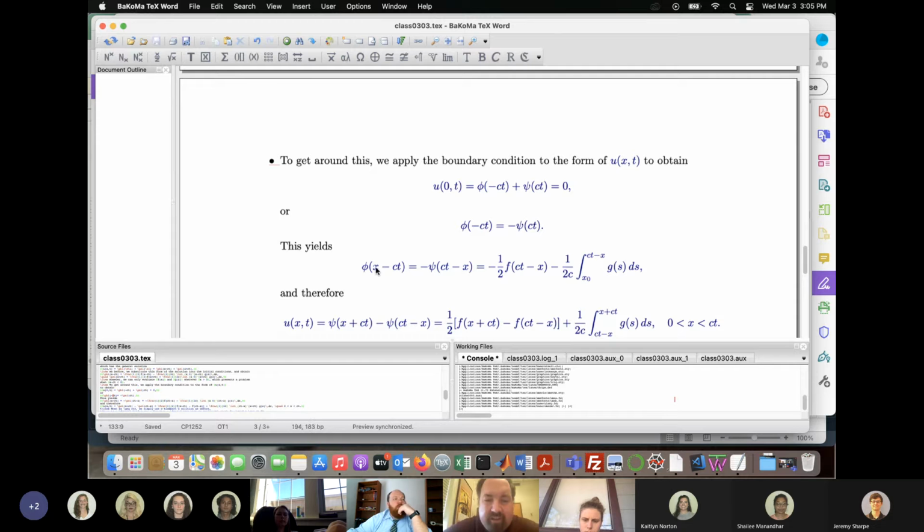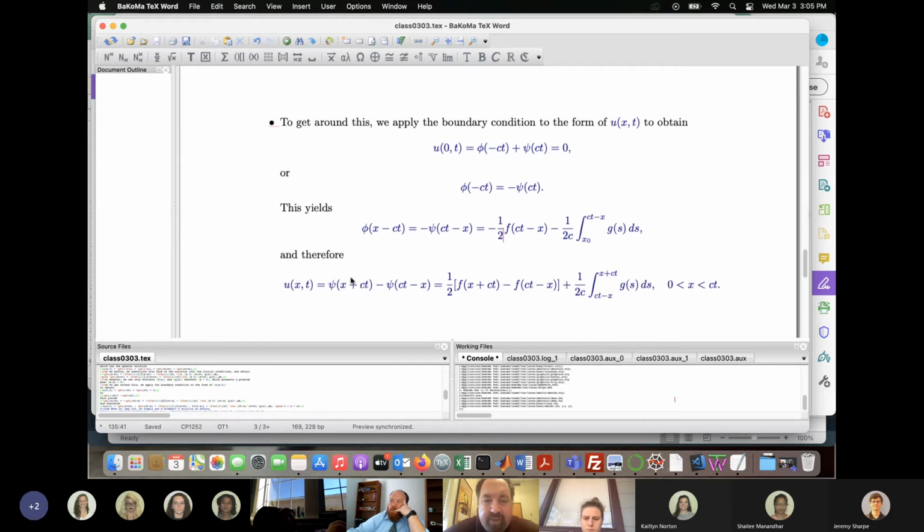So now, let's suppose that x minus ct is negative. Then phi of x minus ct will be minus phi of its negation. If x minus ct is negative, ct minus x is positive, so now I can just go ahead and use my formula for psi. I just have to negate it. So now I have a formula for u of x,t in the case where x and t are both positive, but x happens to be less than ct, therefore making this negative, therefore making this positive. So here's my solution formula in this case.